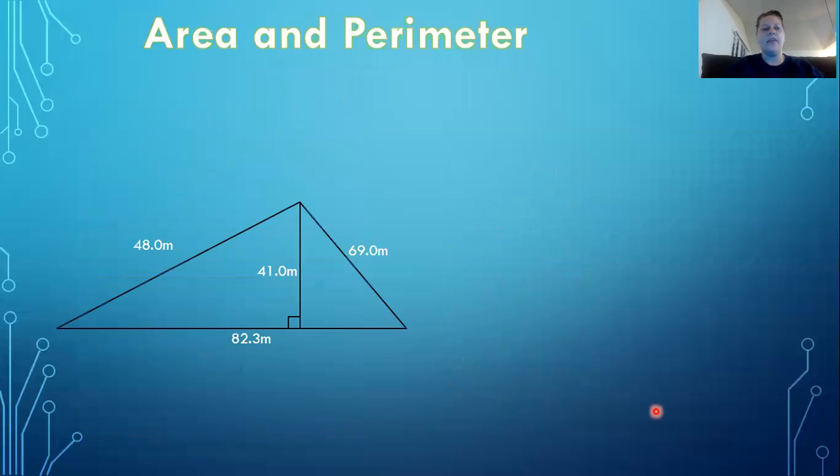Now we move on to area and perimeter. Here we have a triangle, and it's not a right triangle, it's an isosceles triangle. And we're wanting to know the area and the perimeter. So we're going to start with the area.